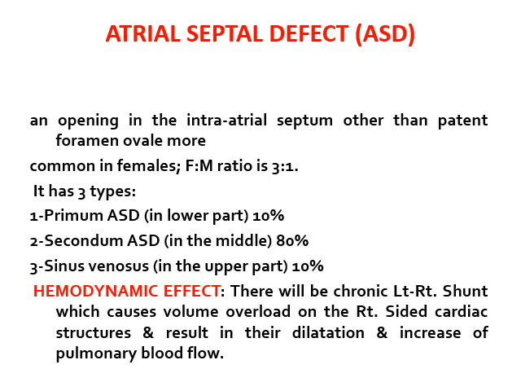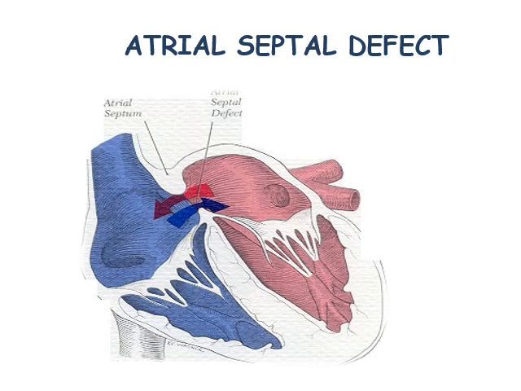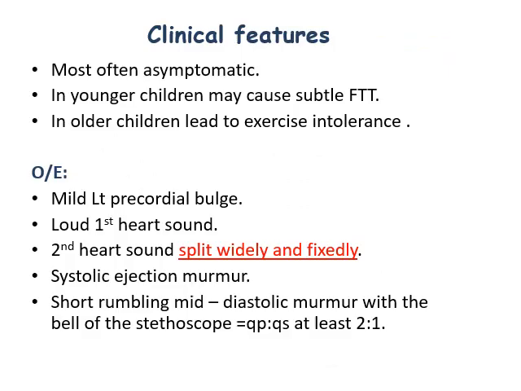In atrial septal defect, there will be a chronic left to right shunt, which causes volume overload on the right side of the heart, resulting in dilatation and an increase in pulmonary blood flow. This is the diagram showing the atrial septal defect. Clinical features: most often it is asymptomatic. In young children it may cause failure to thrive. In older children it leads to exercise intolerance.